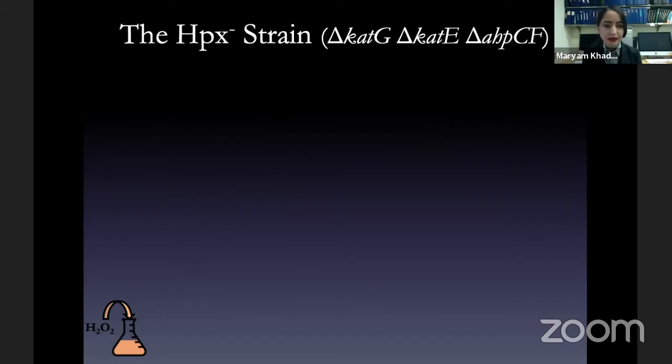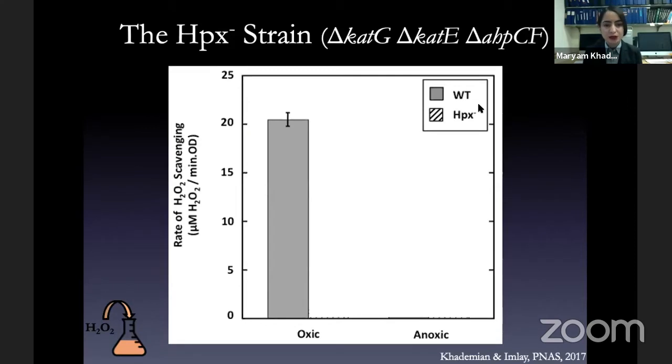And in this assay, I added hydrogen peroxide to the cell culture, and I measured the amount of peroxide over time, and I measured the rate of peroxide degradation in the media. What we observed was that if I have the wild type cell that has these 3 enzymes, the rate of peroxide scavenging is high as expected.